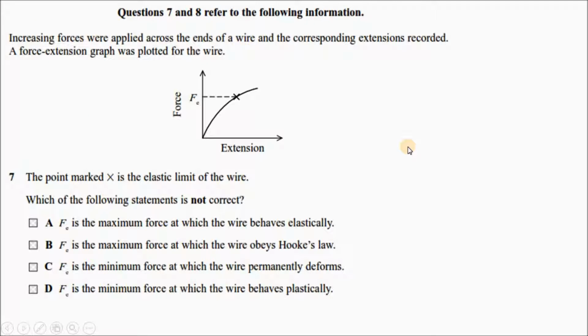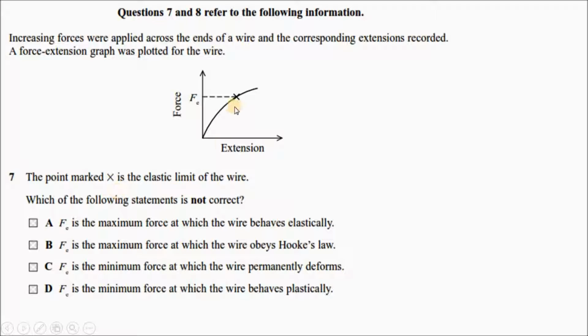Questions 7 and 8 refer to the following information. Increasing forces were applied across the ends of a wire and the corresponding extensions recorded. A force-extension graph was plotted for the wire, force and extension. The point marked X is the elastic limit of the wire. Which of the following statements is not correct?